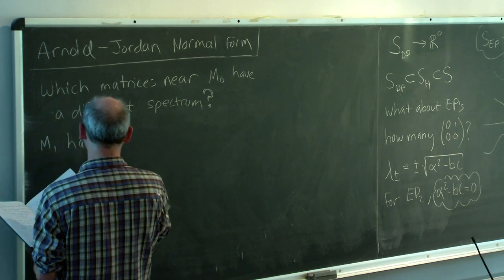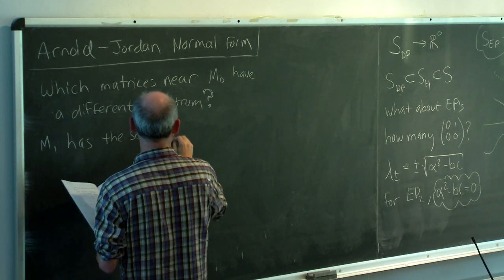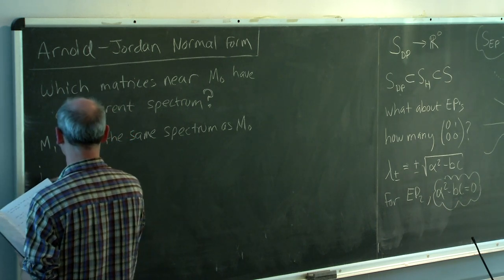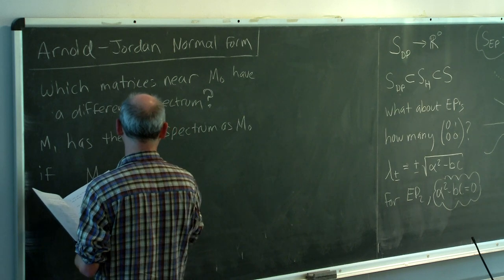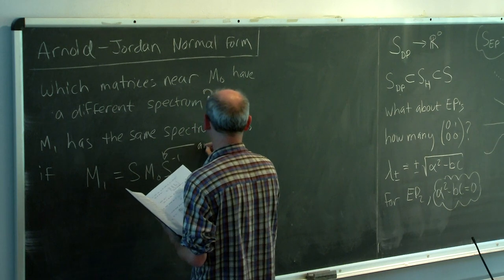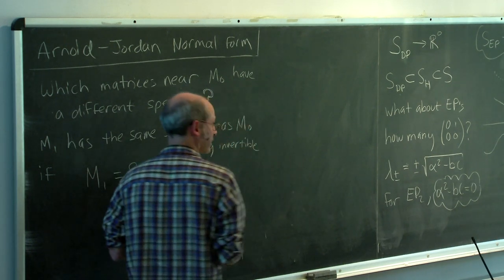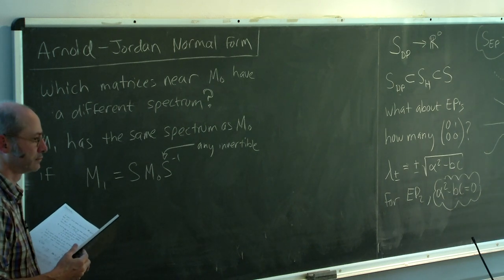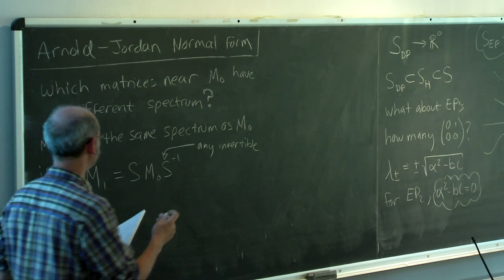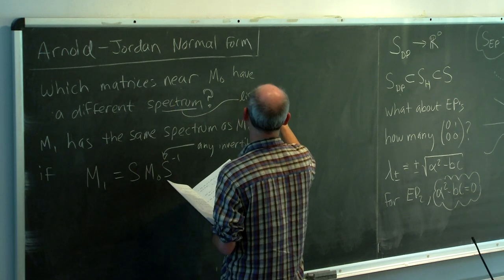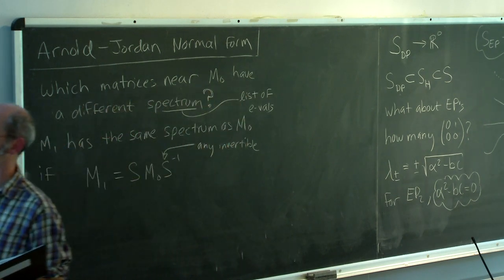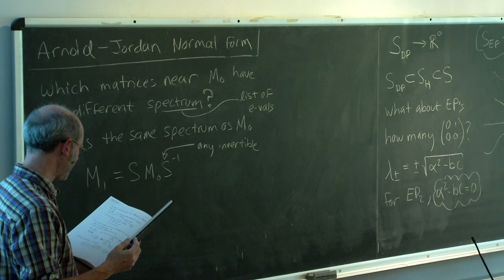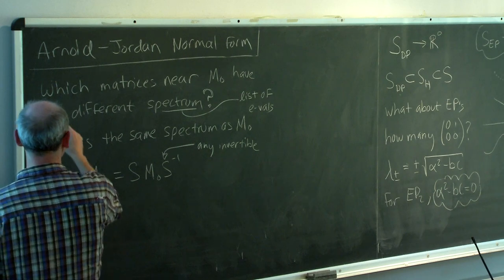So the starting point that he uses was that a matrix M1 has the same spectrum, the same eigenvalues, as another matrix, M0, if they are related by a similarity transform, this thing that we talked about before. You can read about this on Wikipedia. This is a result from linear algebra. The spectrum is the list of eigenvalues, just what you would mean by spectrum in a quantum system. Without proving this, let me just put it up there. This is the first ingredient in answering this question.